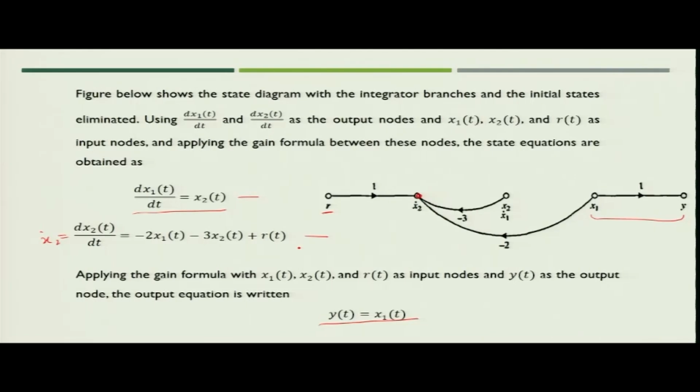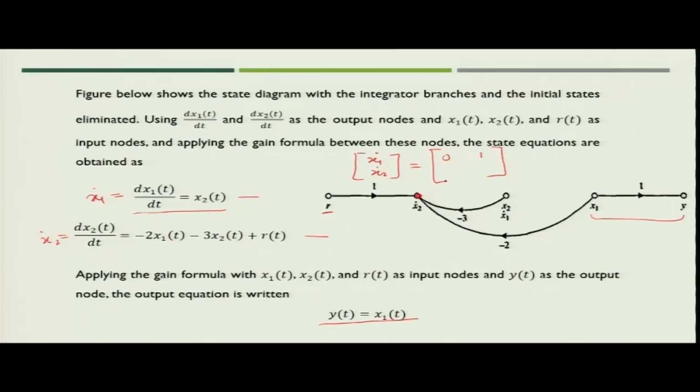So, you got these two equations. You can write this as x1 dot, x2 dot in the matrix form. Since we do not have an x1 component in the first equation, the first entry will be 0, then you have x2.